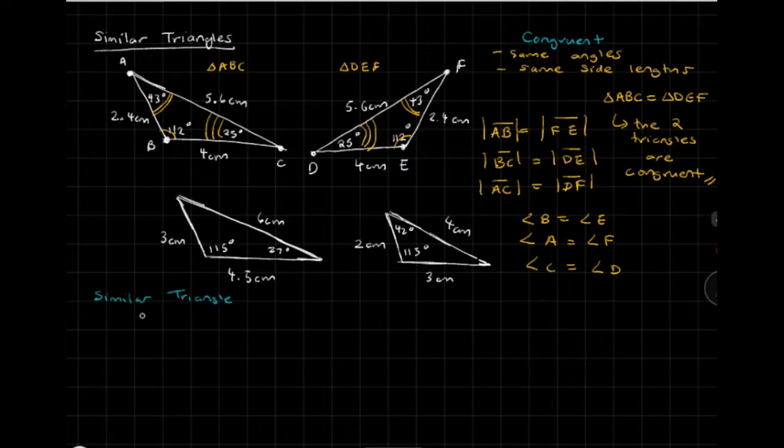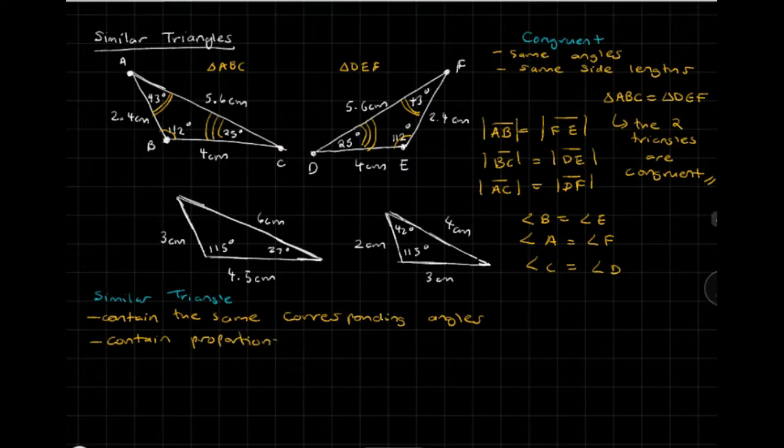Okay, so two triangles are similar if they contain the same corresponding angles, and they also contain proportional side lengths. So what does it mean when we say proportional side lengths?